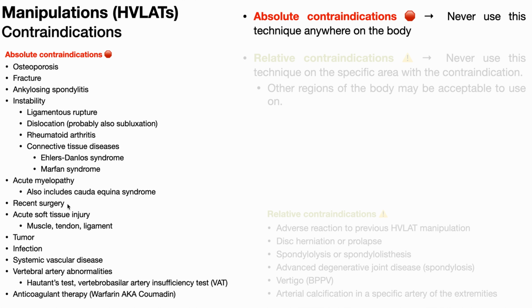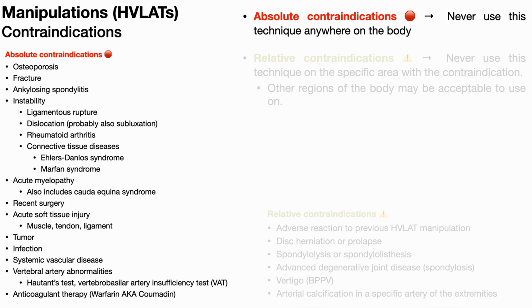Also, having had a recent surgery, acute soft tissue injuries, whether it's muscle, tendon, or ligaments, the presence of a tumor, an acute infection, systemic vascular diseases, and of course vertebral artery abnormalities. And these would be tested for by Haughton's test or the vertebrobasilar artery insufficiency test, or the VAT. And also being on anticoagulant therapy. An example of that being warfarin, which is also known as Coumadin. That one is extremely common. So these are some of the most common absolute contraindications that you would run across.